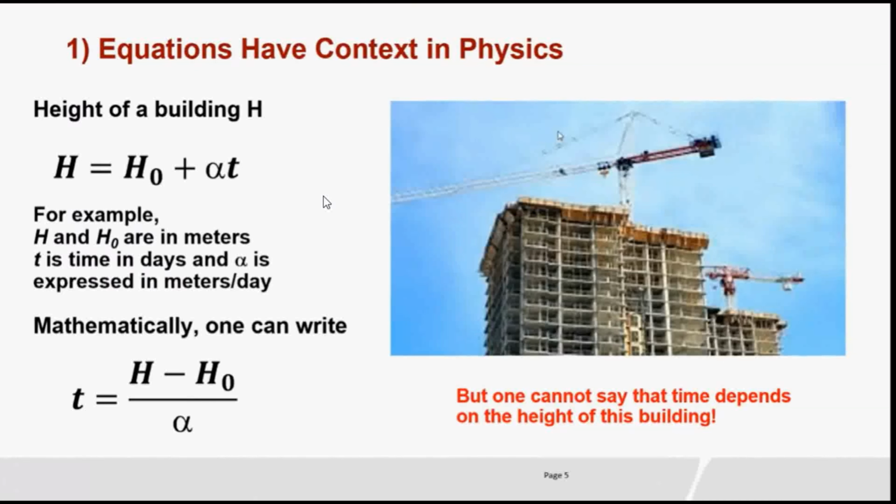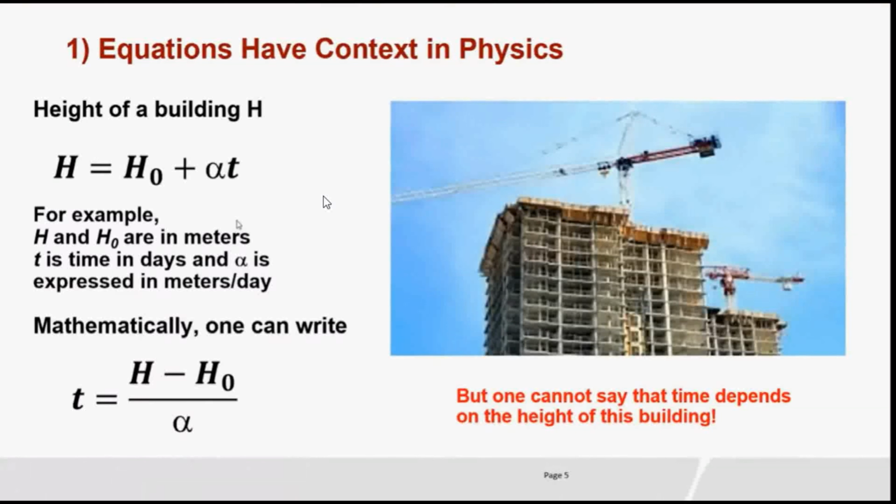And let's say I want to write an equation. I will write h is the height of the building, for example, in meters. H naught, maybe this is the height in the beginning when I start to see how the height is changing. And alpha is, for example, expressed in meters per day. And t is time, for example, expressed in days. I just wrote an equation to express what I am seeing, my observation of the height of the building. So h equals h naught plus alpha t.